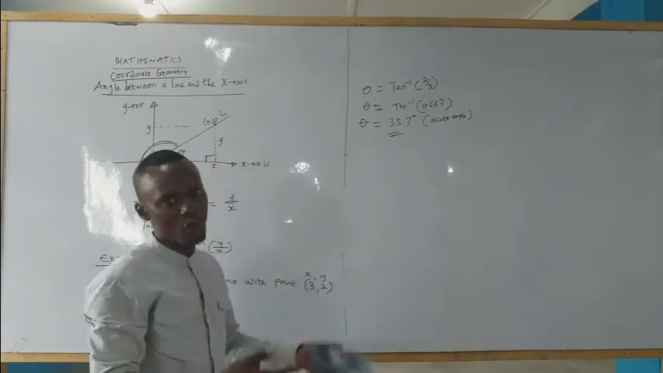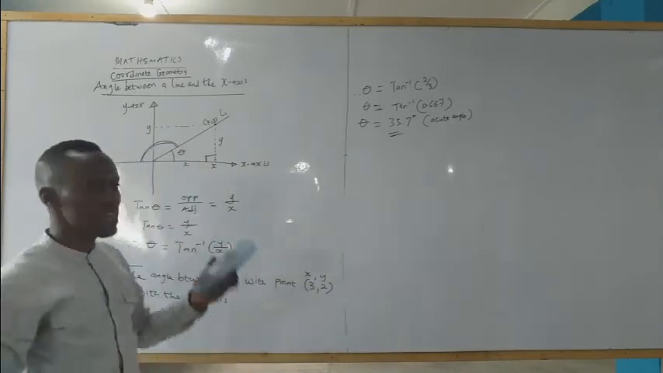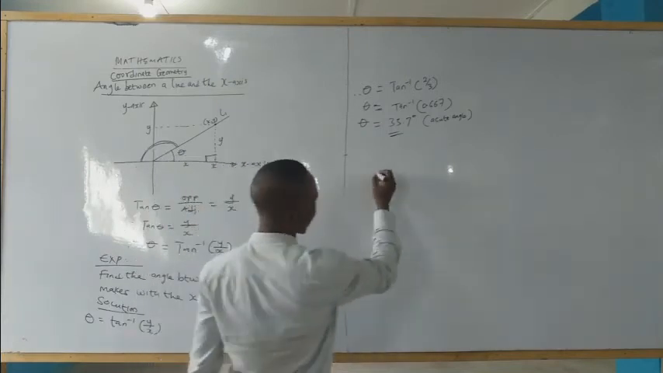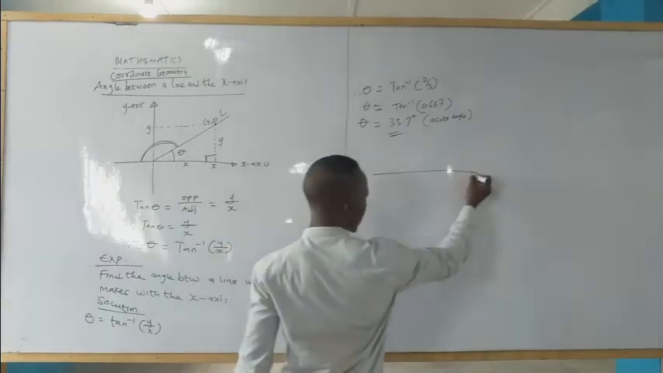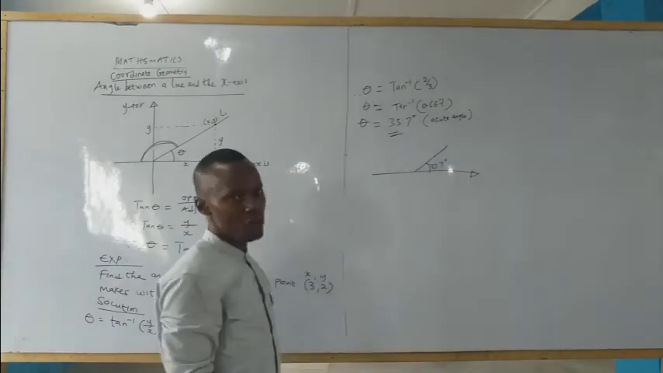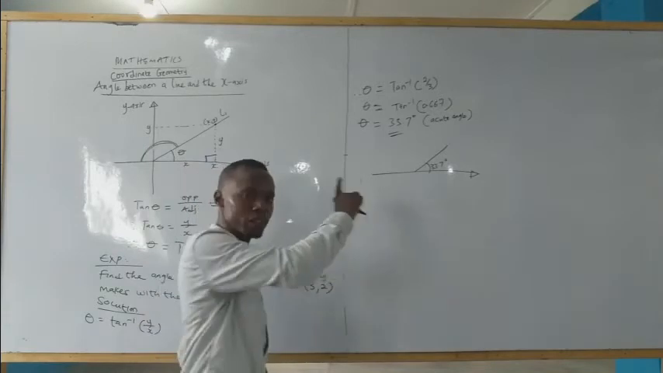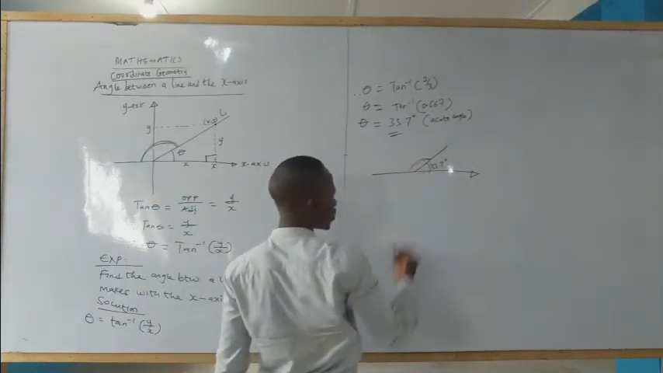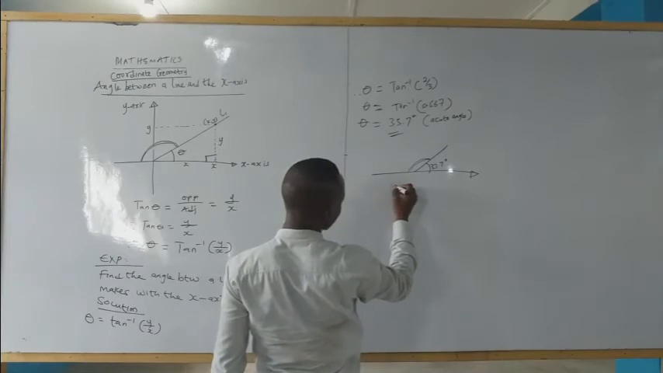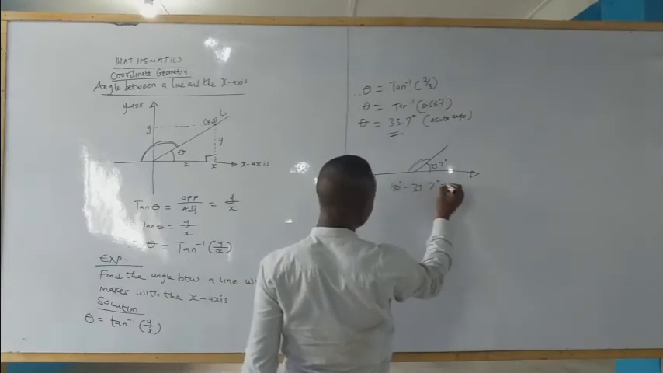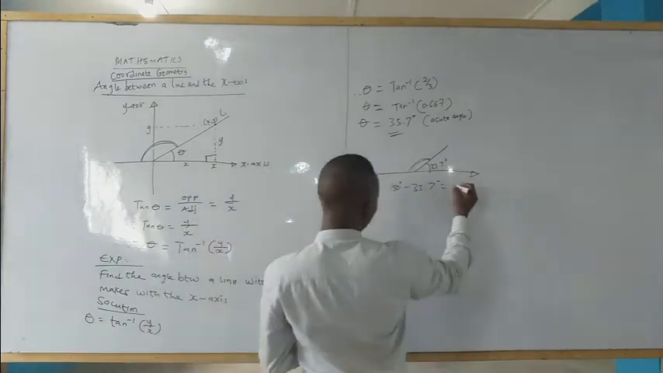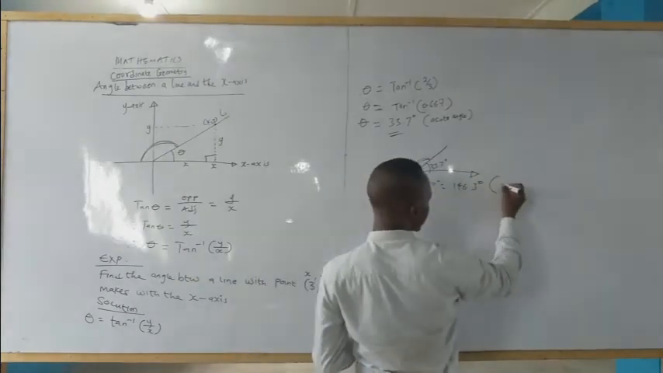Let's look at another. From here, you can ask: what is the obtuse angle between the line and the x-axis? We are assuming this is the x-axis and the line is here. The acute angle is 33.7 degrees. Then to get the obtuse angle on the straight line, which is 180, we remove 33.7 from 180. So our obtuse angle will be 180 minus 33.7 degrees, which will give us 146.3 degrees.